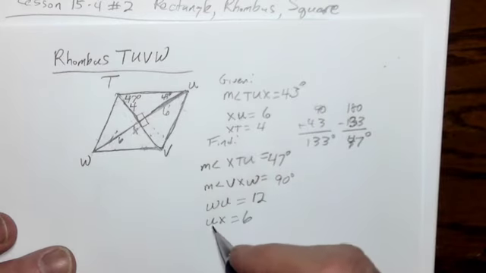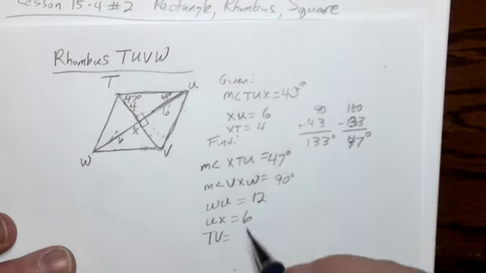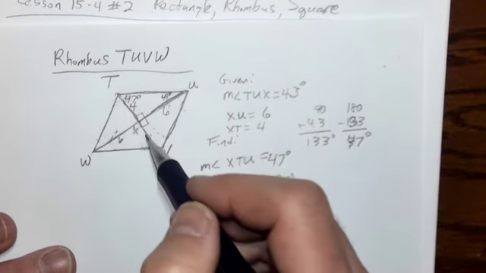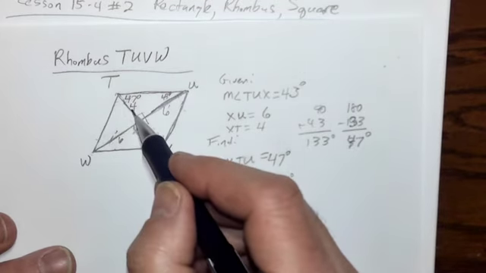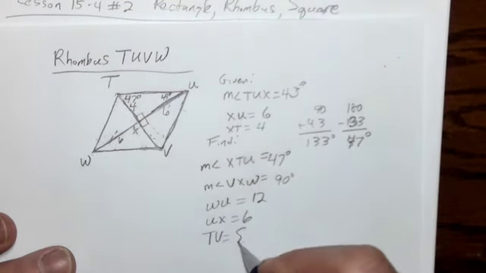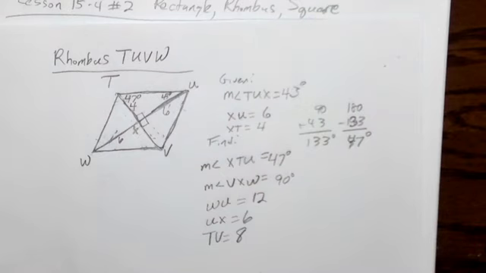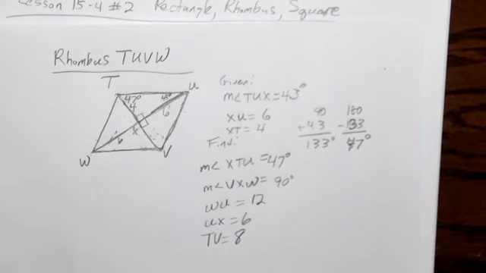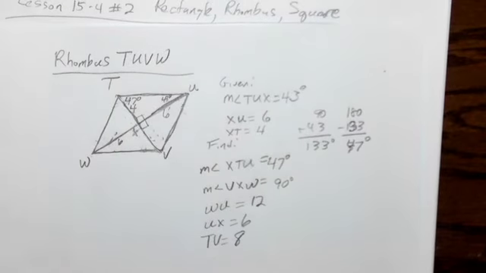Let's say I want to know what TV was. I want to know what this whole length is. Well, if that much of it is 4, this is going to be 4, so it's going to have a length of 8. Okay? So there's a rhombus. Even with all my problems, I got it figured out.